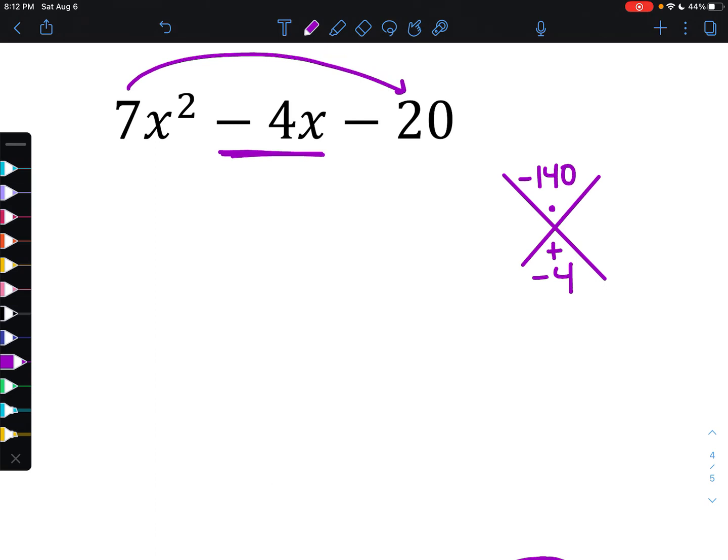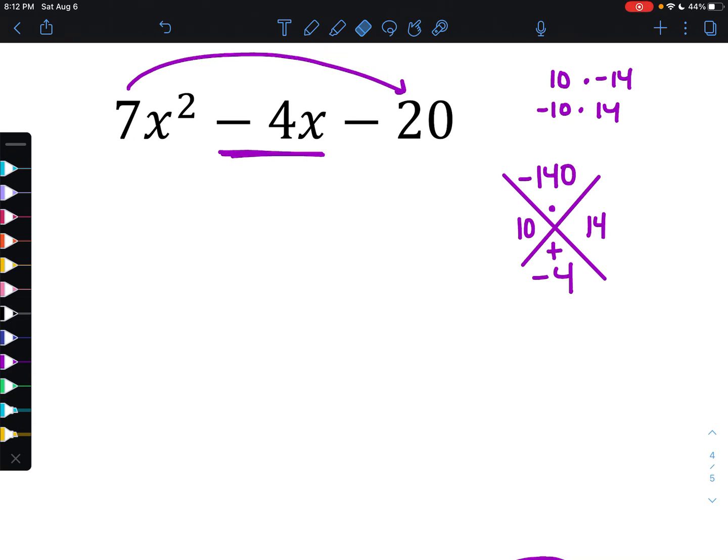Just for the quickness of these notes, our answer is going to be 10 and 14. Now, I need it to multiply to get me a negative 140, so that means that one of those numbers has to be negative, and then those 2 numbers have to add to get me a negative 4. So I either have a positive 10 times a negative 14, or I've got a negative 10 times a positive 14.